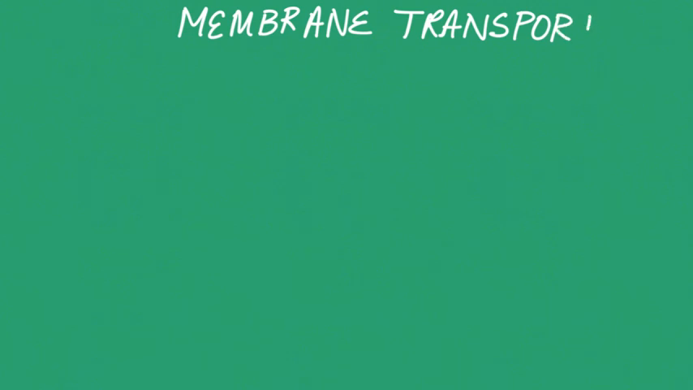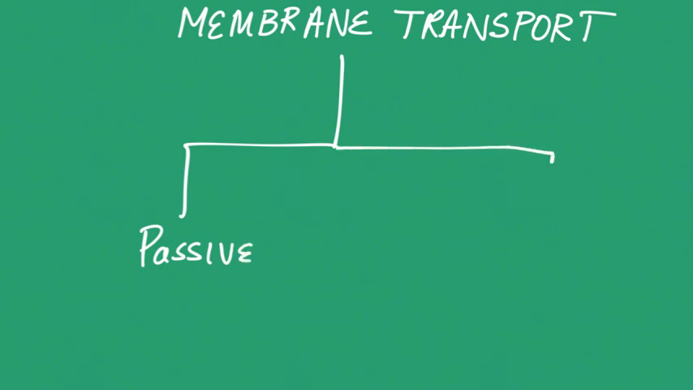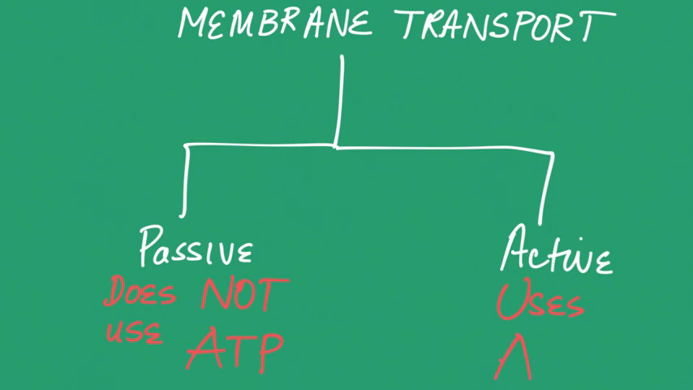Membrane transport. There are two kinds of membrane transport. There is passive transport and there is active transport. Passive transport does not use ATP, whereas active transport uses ATP. That's the main difference between the two. So let's write it down here. Passive transport does not use ATP. Active transport uses ATP.